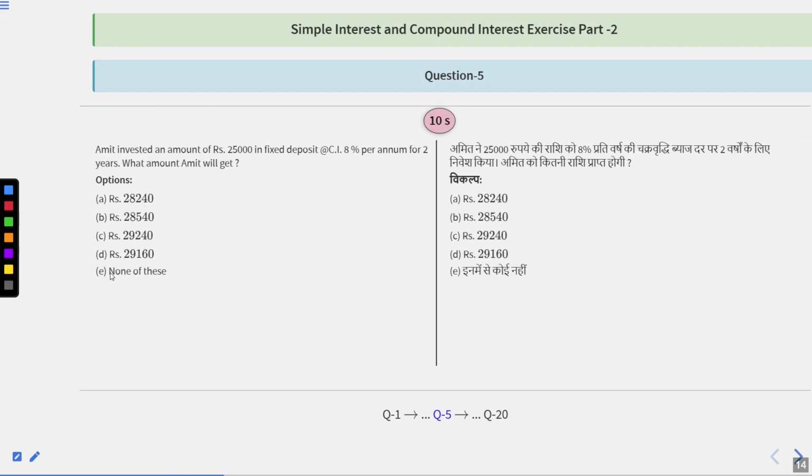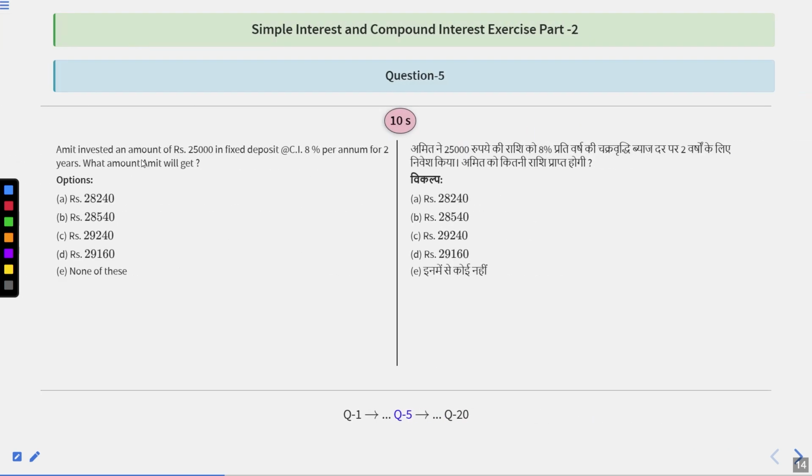Next one. Amit invested an amount of rupees 25,000 in a fixed deposit at the rate of compound interest of 8% per annum for 2 years. What amount will Amit get after 2 years? You have 5 options and 10 seconds to analyze the question. Your time starts now.